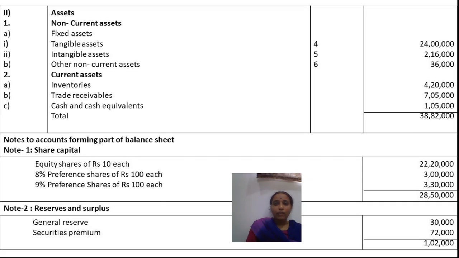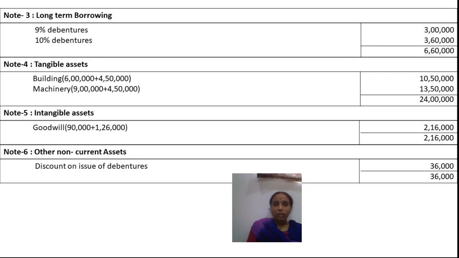This 22 lakh 22,000 is PC plus the value of share capital which is already there in X Company Limited. Then reserves: general reserves 30,000, premium amount 72,000. You add them and you get 1 lakh 2,000. Next we are going to calculate the long-term borrowings. 9% debentures is 3 lakh, 10% debentures is 3 lakh 60,000. So total is 6 lakh 60,000.